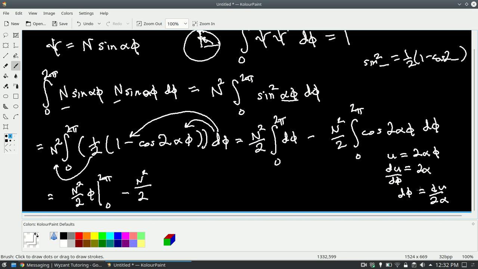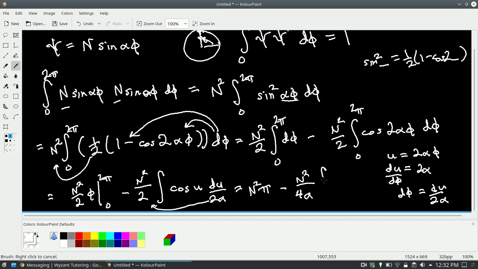So with that u substitution, I do the integral here, and this is now cosine of u, and dphi is du over 2 alpha. So du over 2 alpha, and I'm going to put this 2 alpha outside right there. Remember we said that this is going to be n squared times pi, that's cool. And then minus n squared, now with this 2 alpha out there, it's going to be n squared over 4 alpha, and that's going to be cosine u du.